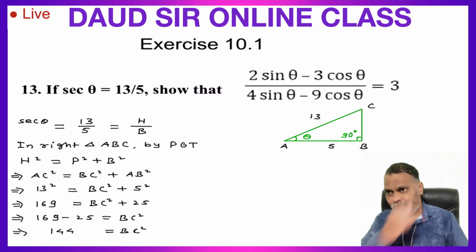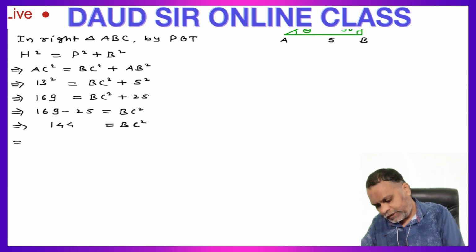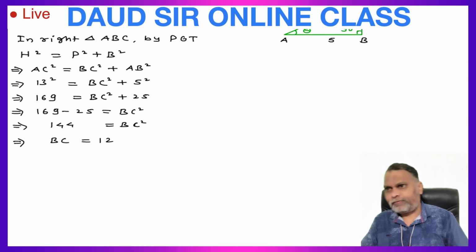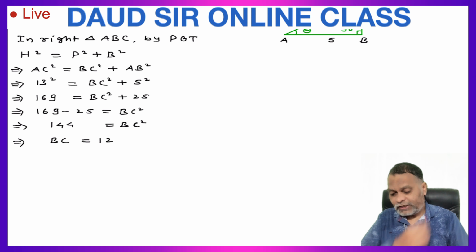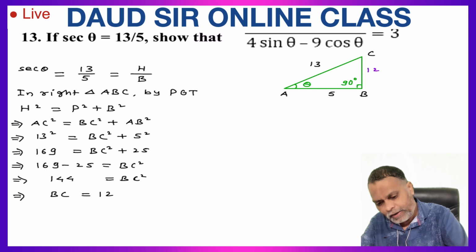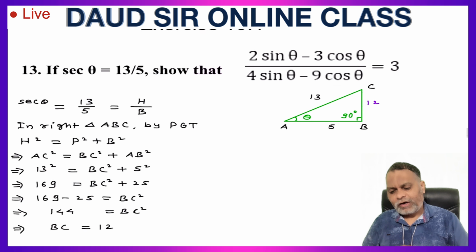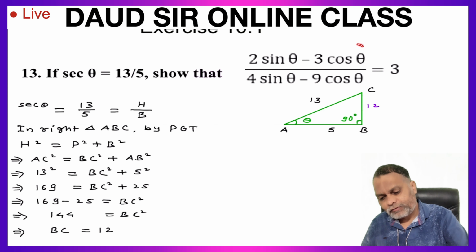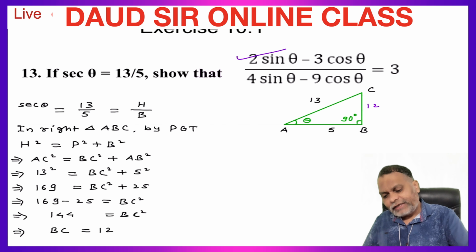So take the square root for the value of BC. So BC is equal to 12 only. This is the length of a side, so no need to take the positive negative sign. BC is equal to 12. So here we have got this side 12. Now we have all the three sides of the right angle triangle. For our left hand side, we will require the value of sin theta and cos theta. So now directly we can take the left hand side for proving this.